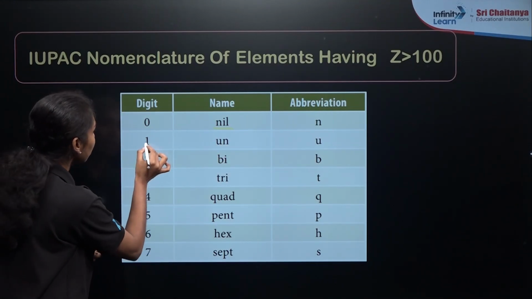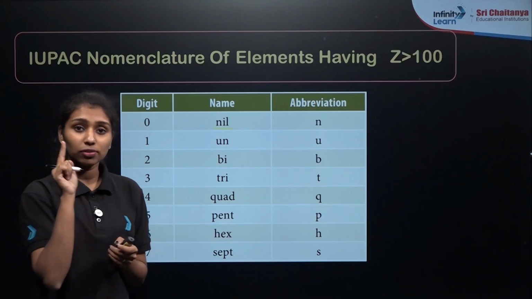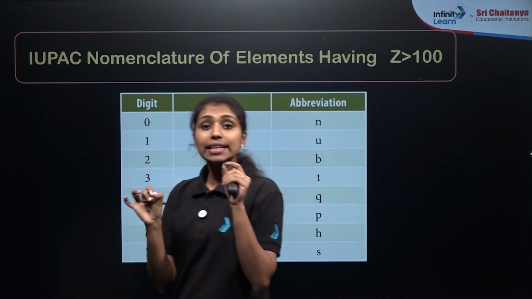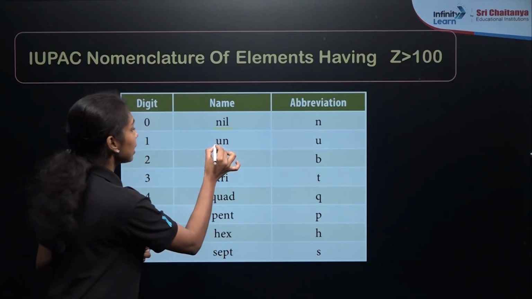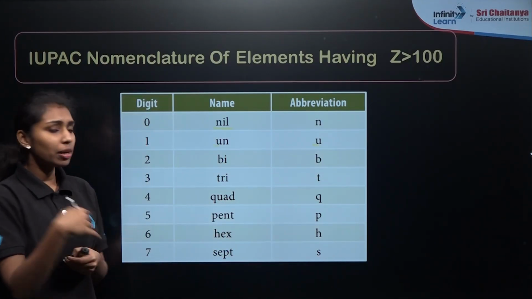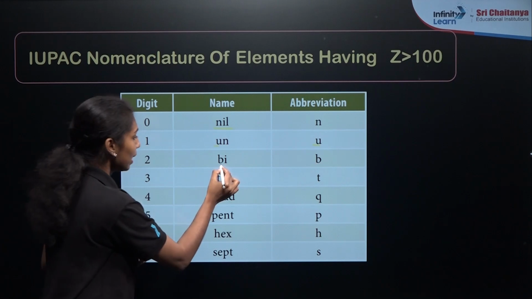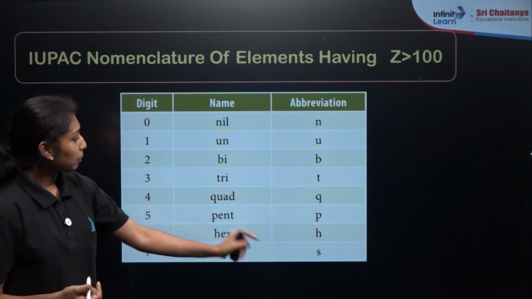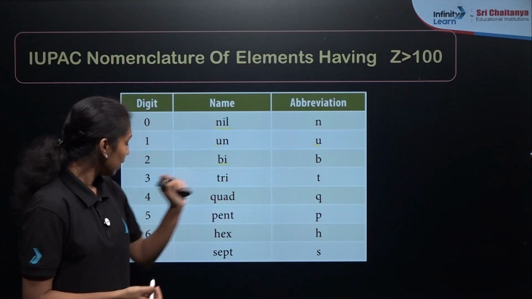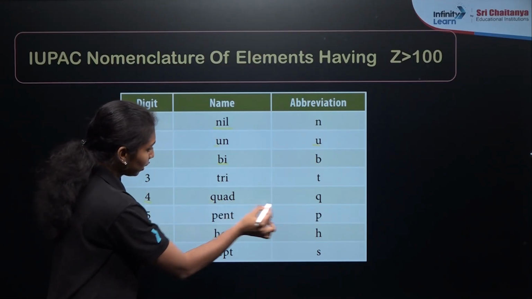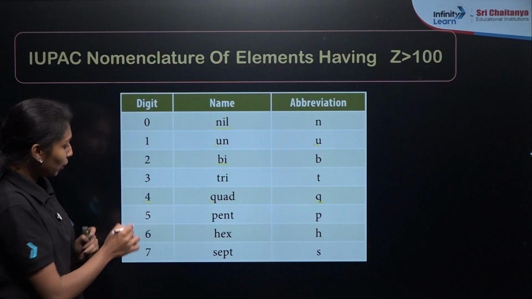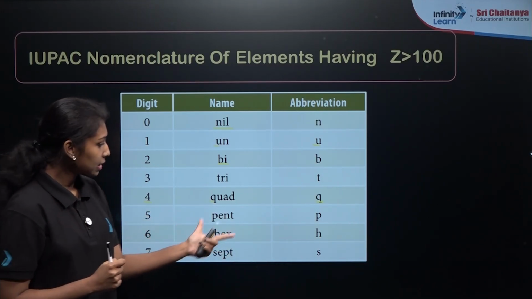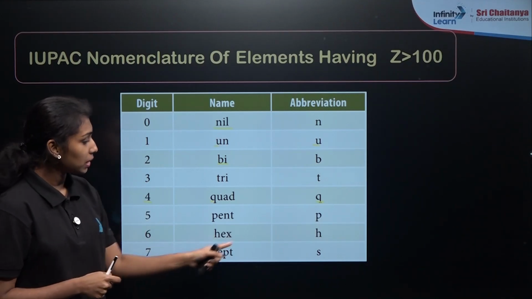Similarly, if 1 is one of the digits in the atomic number, it should be given the name un, and the symbol becomes the first letter, u. Clear? Then what about the case of 2? 2 means bi, right? Then the first letter b will be the symbol for the element. Then 3 will be tri, t. And for 4, it will be quad, q is the symbol. Then for 5, it will be pent and p will be the symbol. Then for 6, it will be hex, h. And for 7, it will be sept and s.